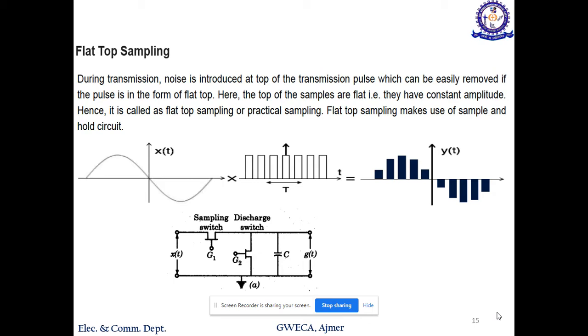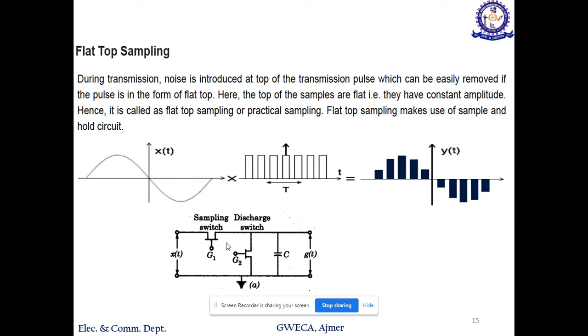To understand flat top sampling, first consider this circuit. The circuit has two switches instead of one. One is known as a sampling switch and one is known as a discharge switch. Here the switches are made using a MOSFET or FET device. I hope you understand the working of that device.